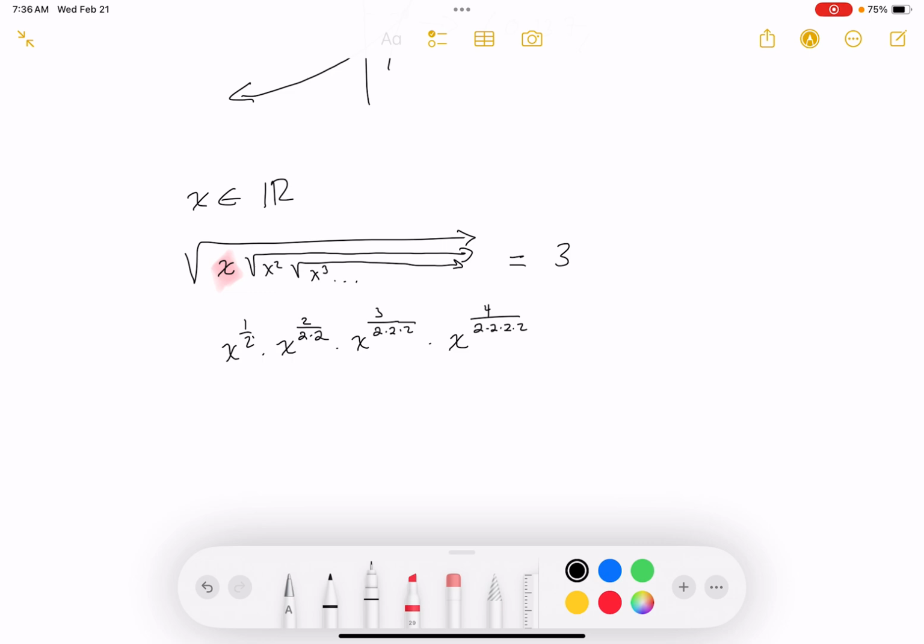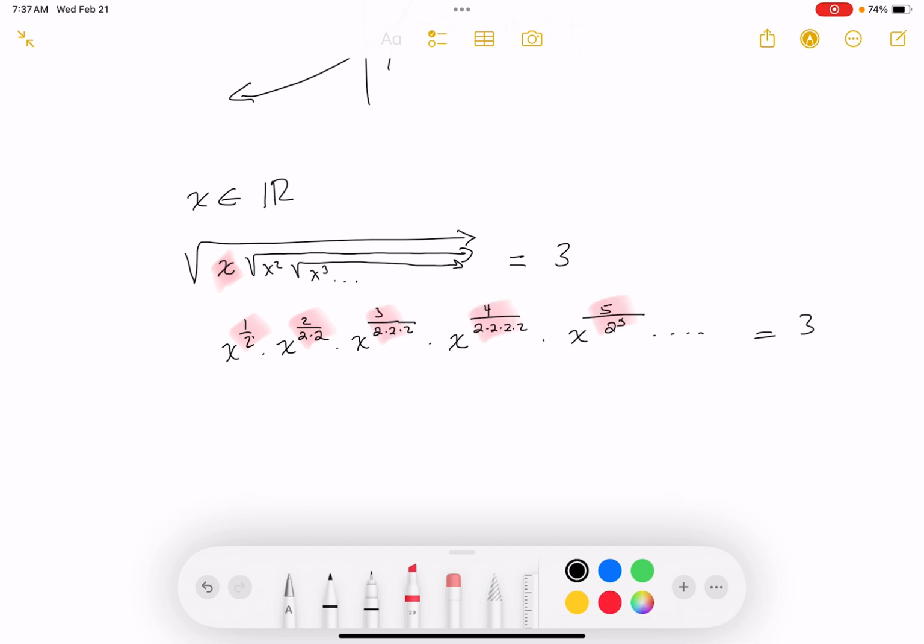So, 1 2, 2 2s, 3 2s, 4 2s, and the top numbers are just the integers 1, 2, 3, 4, and so on. But again, if you want to, keep writing this thing down over here. Not that it's going to be helpful, but instead of writing down 5 2s, I'll just put down 2 to the 5th power, and so on, and that's going to equal the number 3. I'm going to use the rules of exponents here, and what I want to do is just add those exponents together.